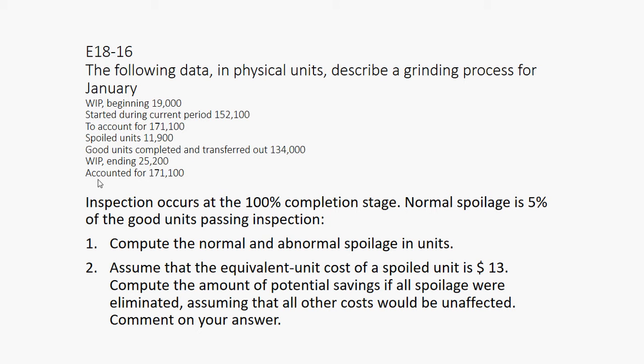Requirement number 1, compute the normal and abnormal spoilage in units. Requirement number 2, assume that the equivalent unit cost of a spoil unit is $13. Compute the amount of potential savings if all spoilage were eliminated, assuming that all other costs would be unaffected. Comment on your answer.